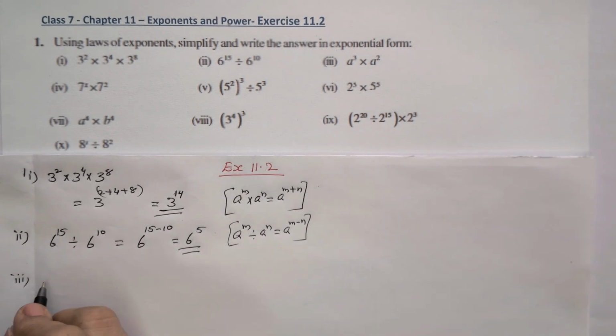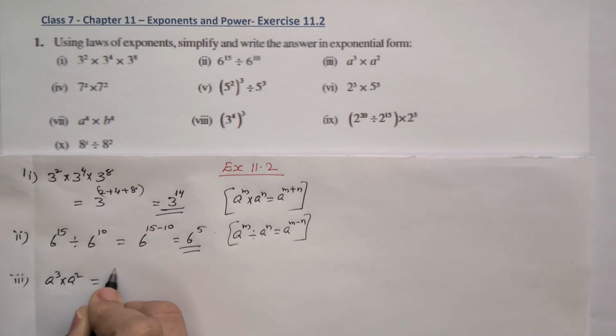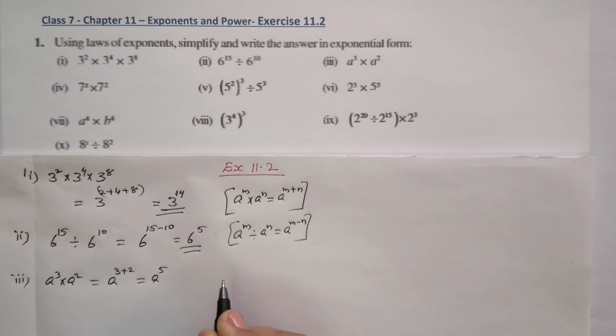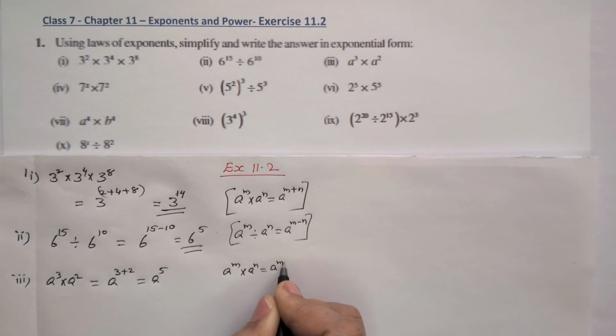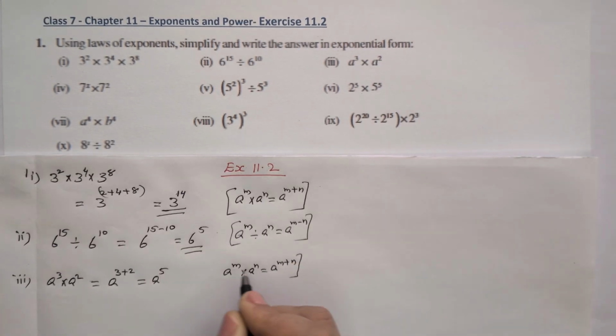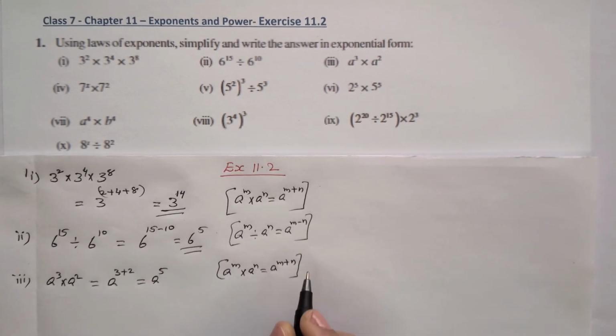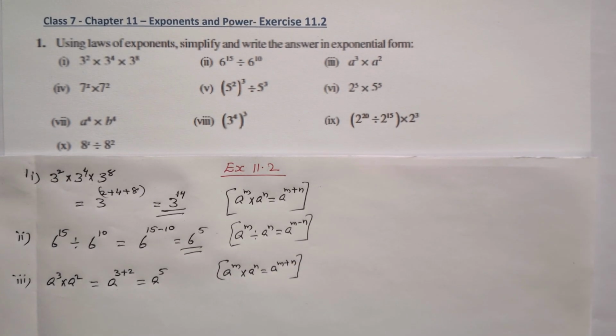Next one, a cube into a square, which is equal to a raised to 3 plus 2, is equal to a raised to 5. Rule: a raised to m into a raised to n is equal to a raised to m plus n. We have to add, for the same base, we have to add the powers.